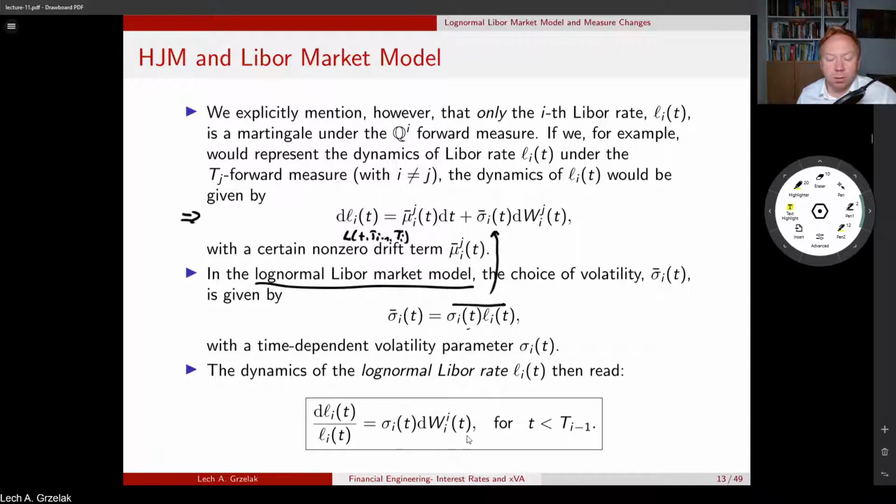And this was also illustrated here. So here we switch back, so we don't have any more j. This is not the j measure anymore, but the i measure. So we are going back to the process for L_i being a martingale. This means that we can just substitute, and you see if we divide both sides by L_i, this is the dynamics. And the most important thing here, of course, is that if we choose sigma bar_i, then we can choose different processes, different dynamics for the Libor market model.